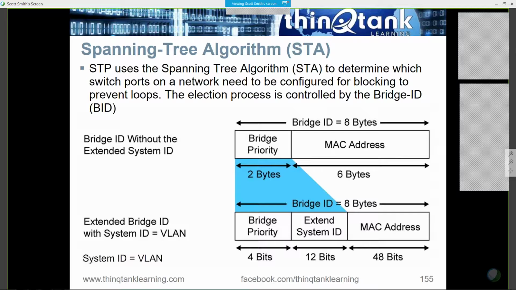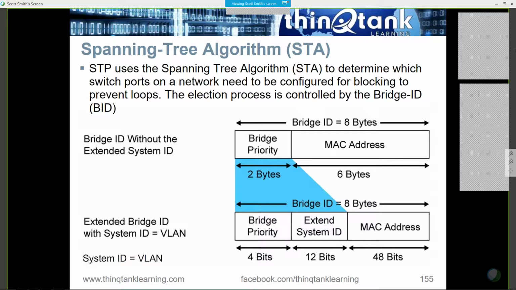Does anybody happen to know what command we run on a Cisco switch to see what the base MAC address is? Show version. Is that what you said? Yeah. No, I heard you. I thought that's what you said. I thought you said, shut up, asshole.